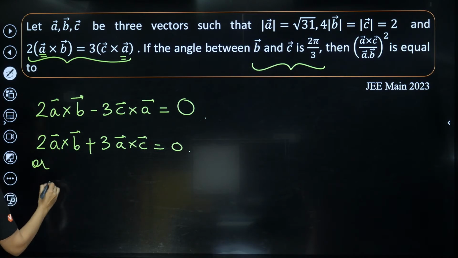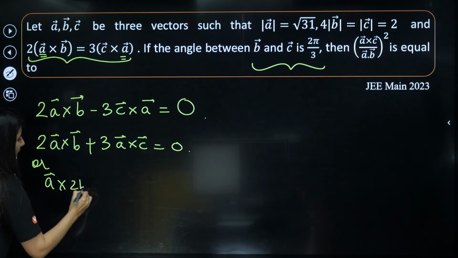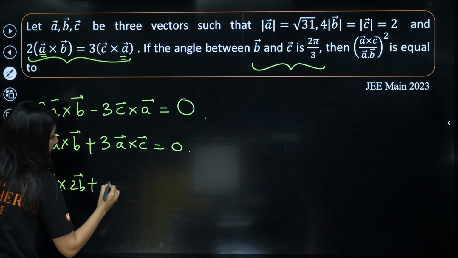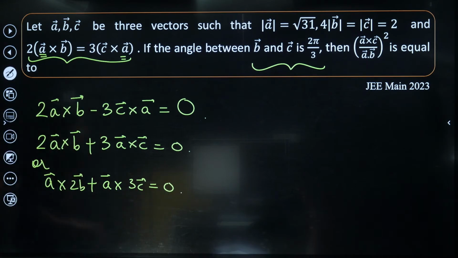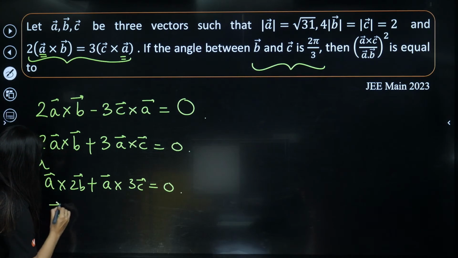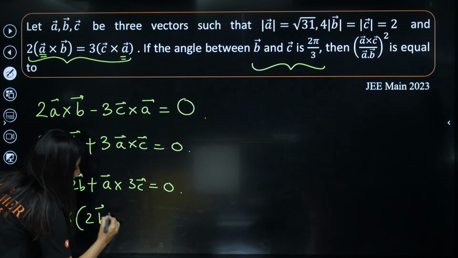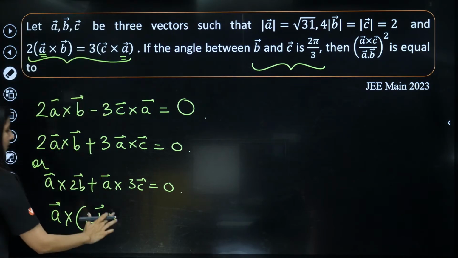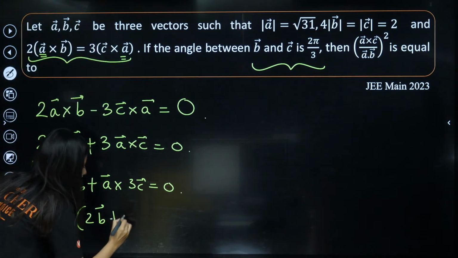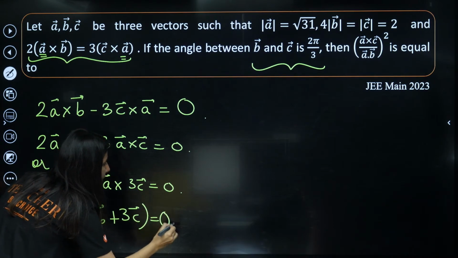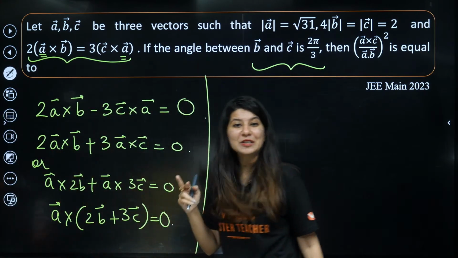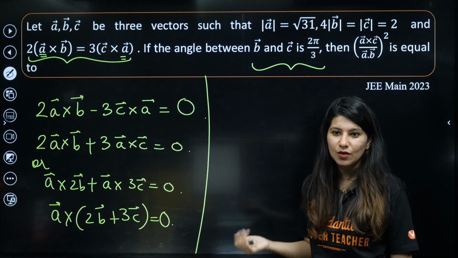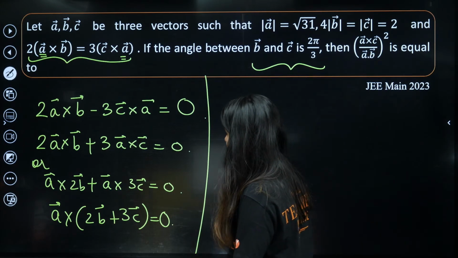Or you can write it this way: A cross 2B vector plus A cross 3C vector is equal to 0. Now, taking A out is very convenient for us, right? Take A out, so you will be getting A cross 2B vector plus 3C vector is equal to 0. Cross product between two vectors is 0, guys. Again, wrong step. Minus 2 plus.